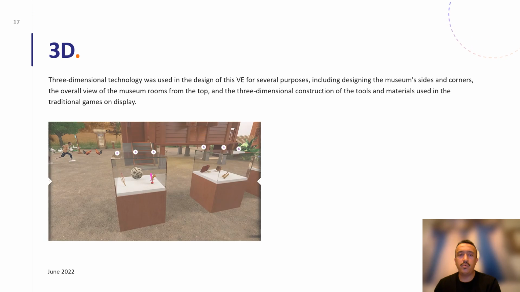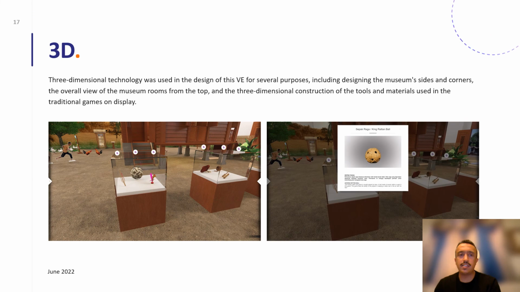Here we can highlight and discuss the 3D techniques. Three-dimensional technologies were used in the design of the virtual exhibition for several purposes, including designing the museum sides and corners, the overall view of the museum rooms from the top, and the three-dimensional constructions of the tools and materials used in the traditional games on display.